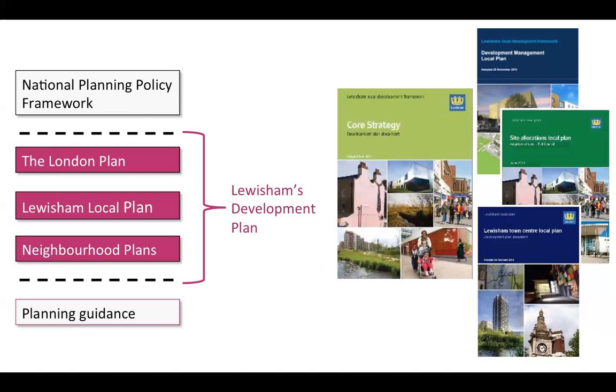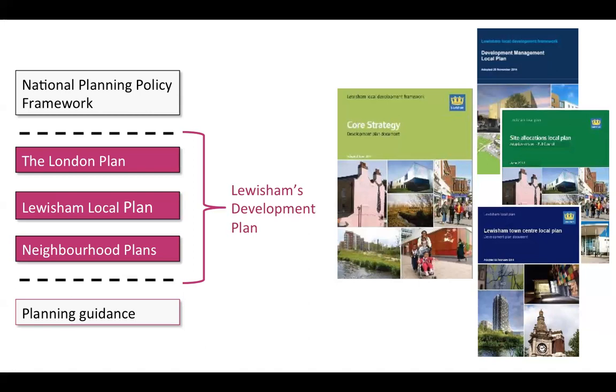Our current local plan is comprised of 4 documents. The main document is the core strategy, which was adopted by the council in 2011. It is supported by the development management, site allocations, and Lewisham Town Centre plans. These plans have been very successful in helping the borough realize improvements in its many local neighborhoods, and they've helped the council set clear expectations for developers about what is expected in different parts of the borough and on individual sites.